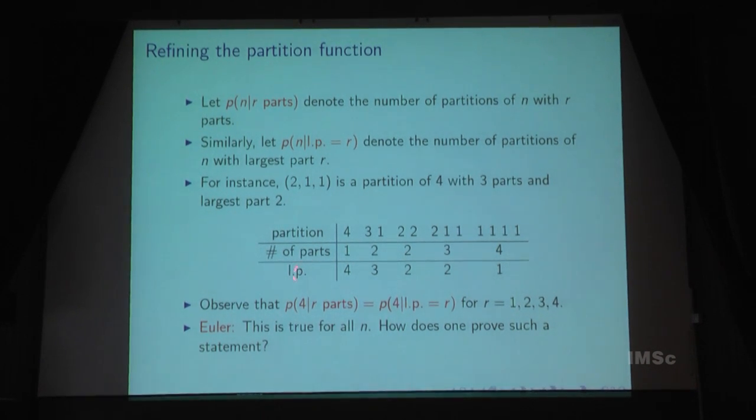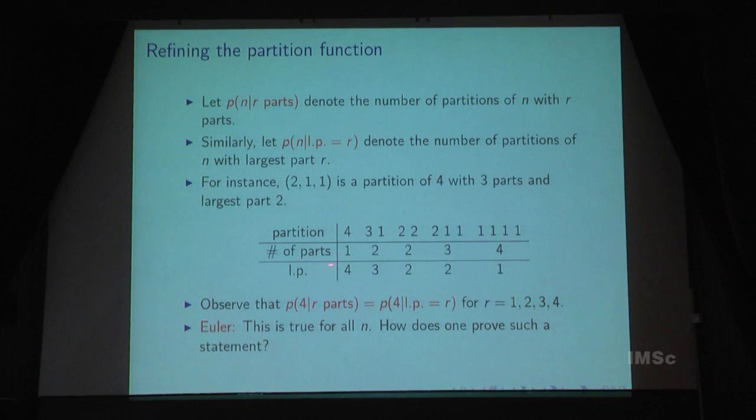Okay, so we can just go ahead, and it's a simple exercise to create this table where you just write a partition and ask how many parts it has and ask what is the largest part. But you can observe something. This observation goes back to Euler, which says that partitions of 4 with R parts is equal to partitions of 4 whose largest part is R. It's true for all the values of R, 1, 2, 3, 4 which occur.